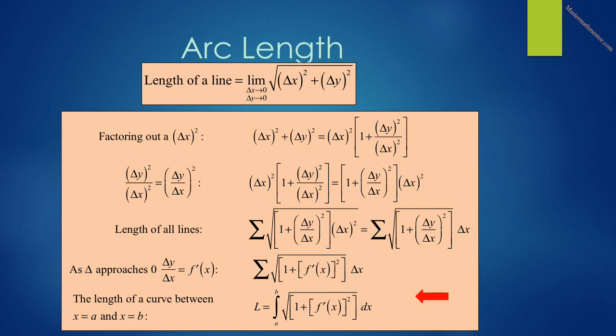Now we know that as delta x approaches 0, delta y over delta x is equal to f prime of x. So we can say that our arc length is the summation of the square root of 1 plus f prime of x squared times delta x. And we are finally left with the length of a curve between x is equal to a and x is equal to b: L is equal to the integral from a to b of the square root of 1 plus f prime of x squared dx. This is called the arc length formula.